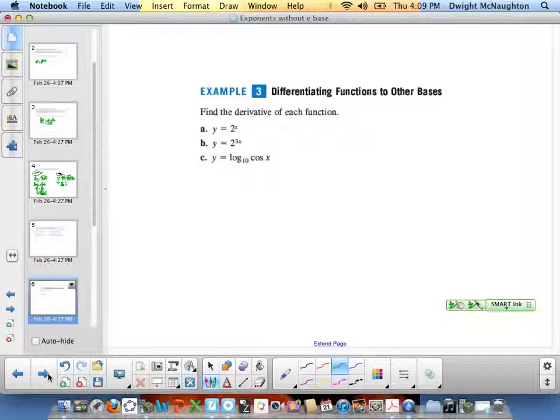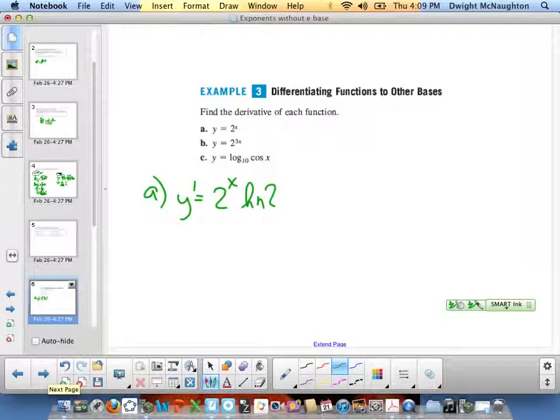All right, so find the derivative of each function. A: y equals 2 to the x. Well, y prime will be 2 to the x. Because it's an exponent, we have to account for the new base, natural log of 2.